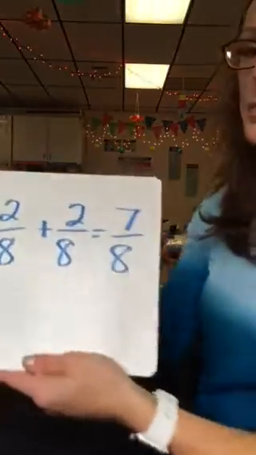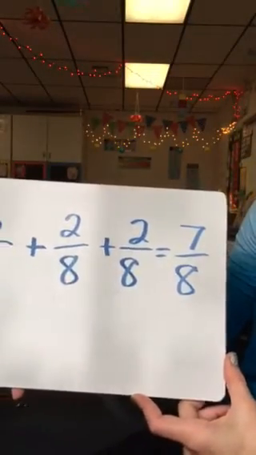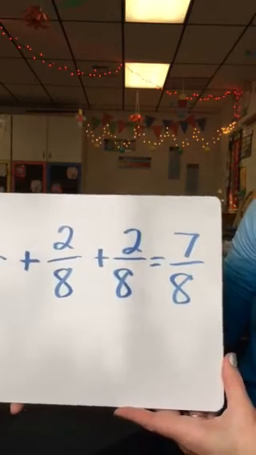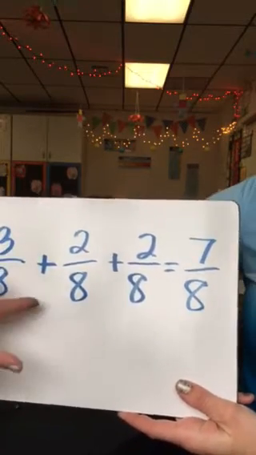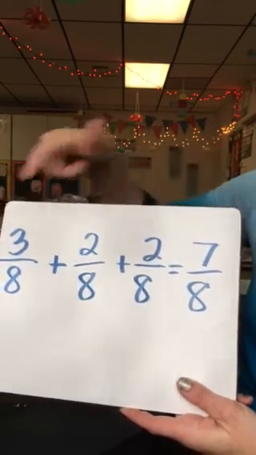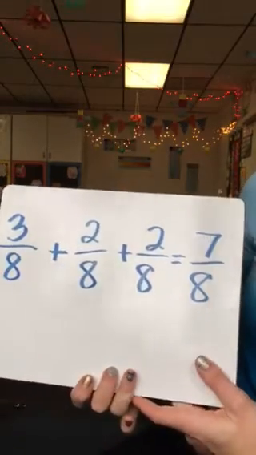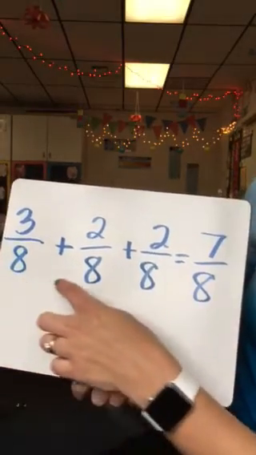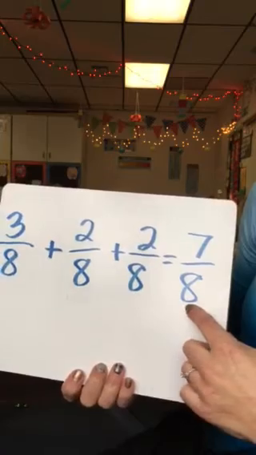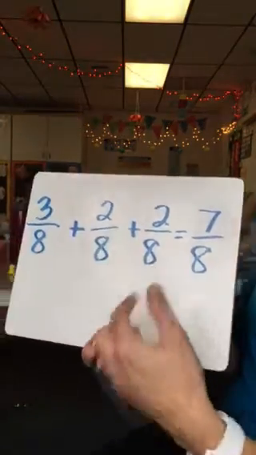I want to show you an example. 3/8 plus 2/8 plus 2/8 equals 7/8. Each of these fractions has the same denominator, and so you can add the tops together, the numerators, to come up with 7/8. Whenever you're adding or subtracting fractions, you keep the denominator all the way across, even until you come up with your answer. So your answer will have the same denominator as your problem.